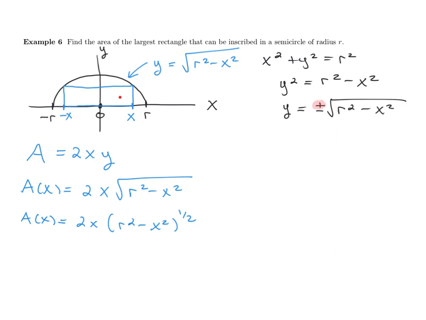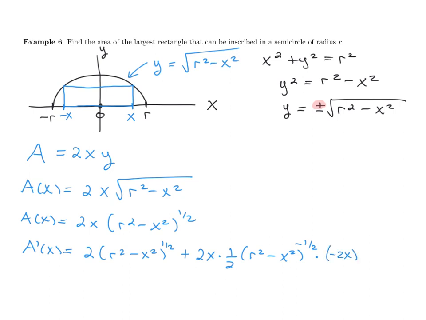In order to maximize this area, I'll take the derivative of this function and find all of the critical values. So the derivative is the derivative of the first times the second plus the first times the derivative of the second, which is 1/2 r squared minus x squared to the negative 1/2 times the derivative of the inside part. R is a number and so is r squared, so its derivative is 0. The derivative of minus x squared is minus 2x.